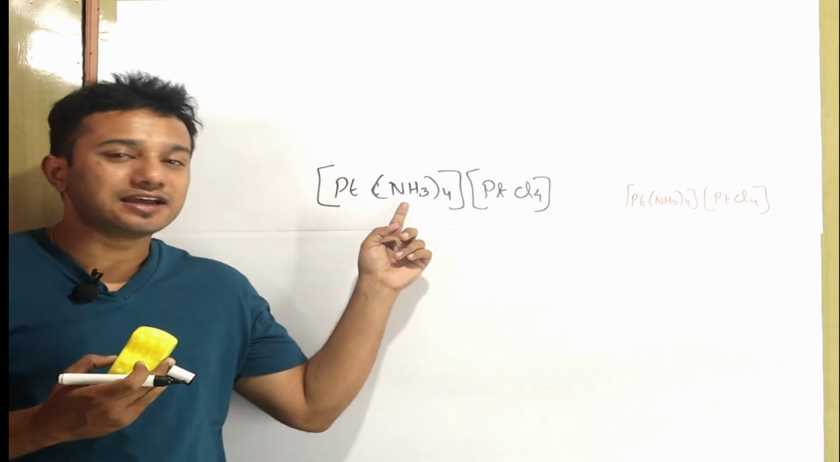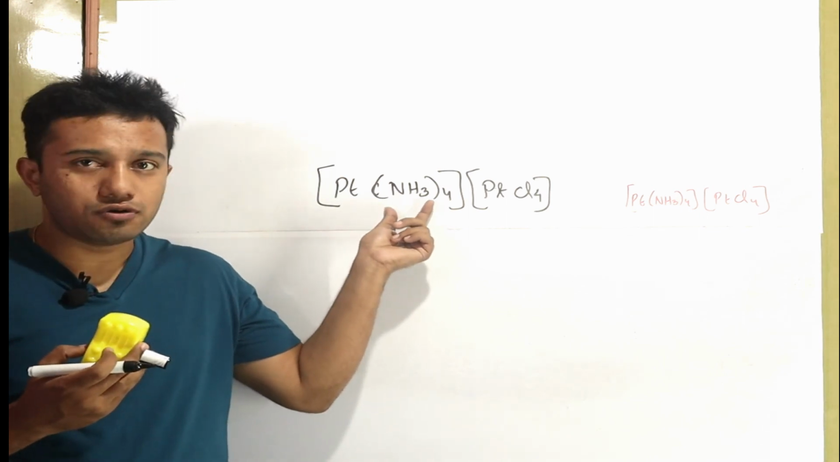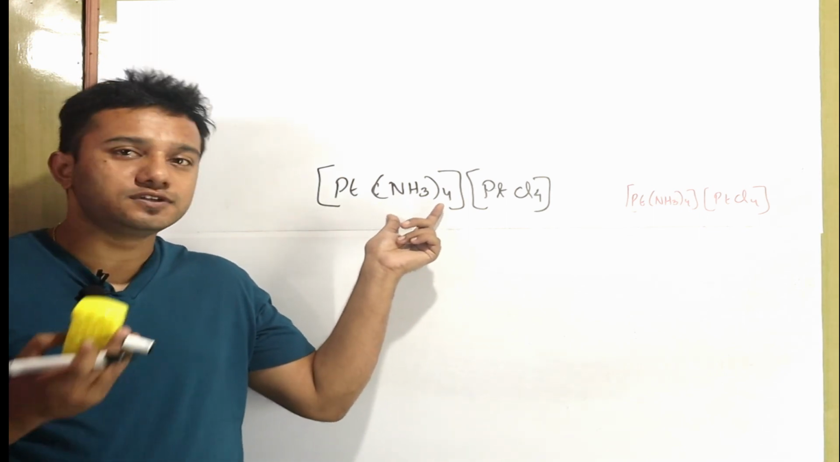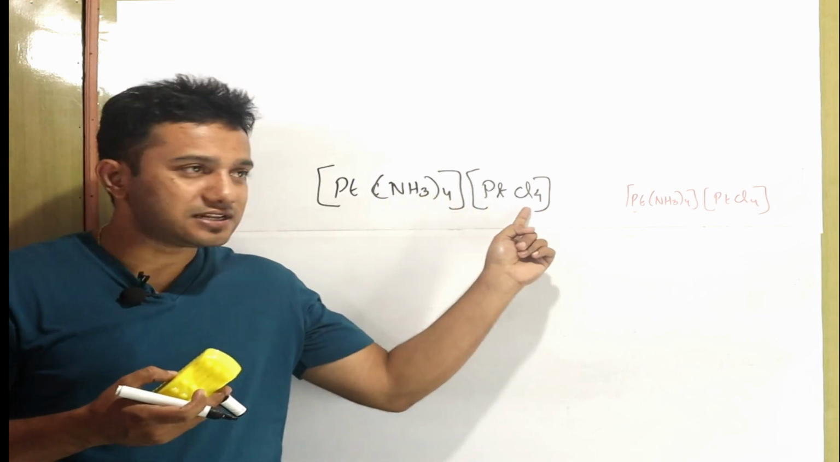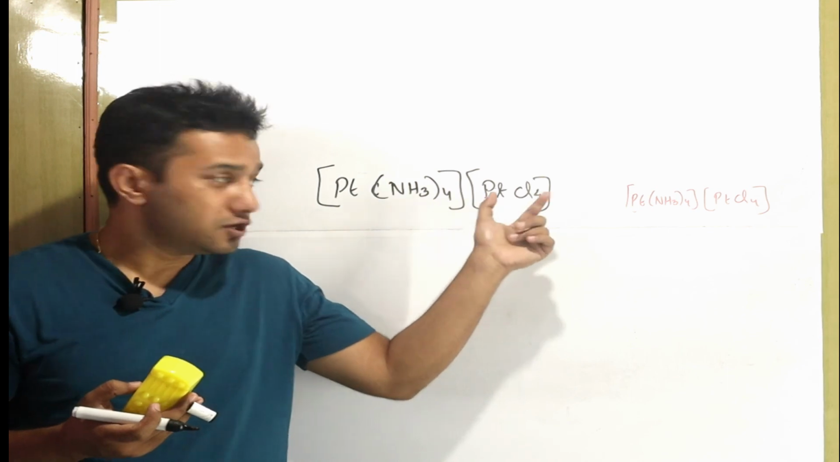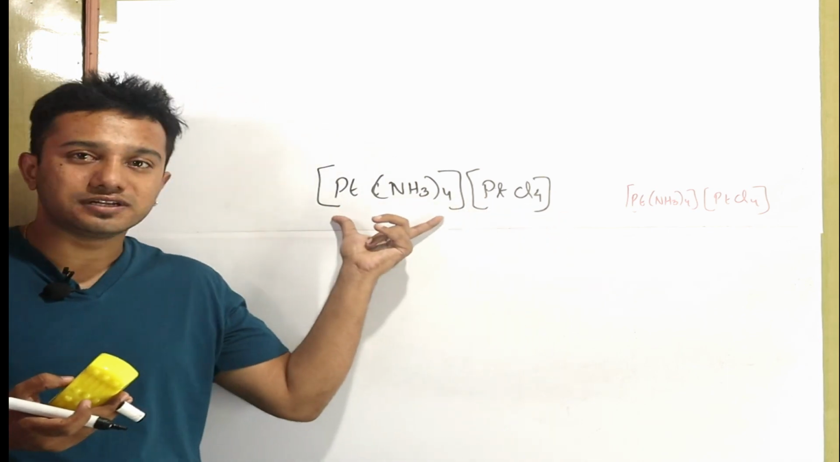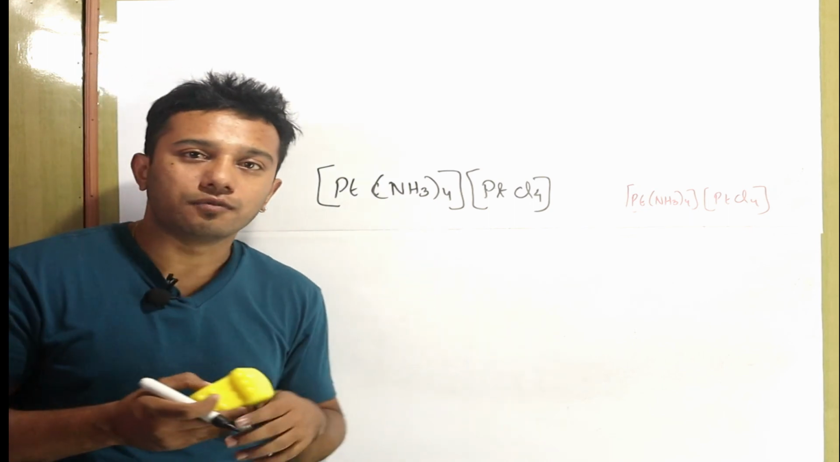So out here, this ligand is a neutral ligand. So the value will be 0. This will not be positive, this will not be negative. And this ligand out here is negative. Chlorine is -1. So this is negative. So this complex, we will take it as the anionic complex. And this one, we shall take it as the cationic complex.